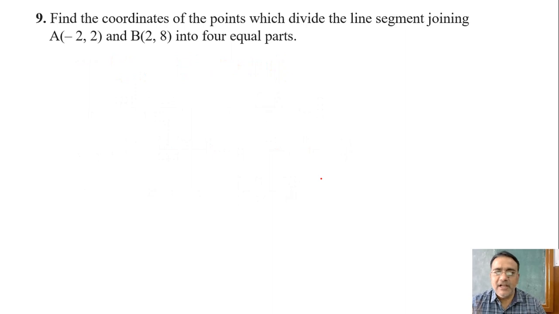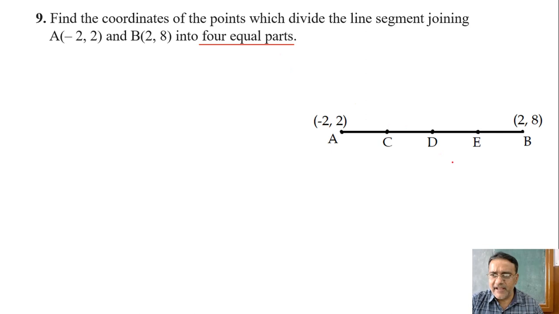Yes, sir. Only two types of questions left. This 4 equal parts question and one is centroid based question that I will take up tomorrow. Okay, tomorrow means in the revision number 3. So find the coordinates of the points which divides the line segment joining minus 2, 2 and 2, 8, that is AB, into 4 equal parts. So let us draw the diagram first. 4 equal parts. 1, 2, 3, 4.